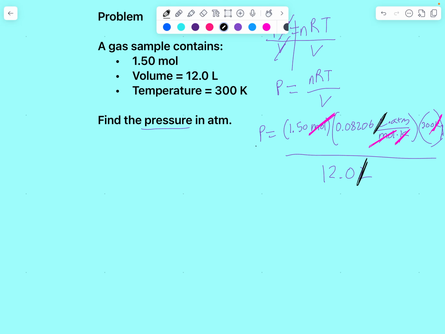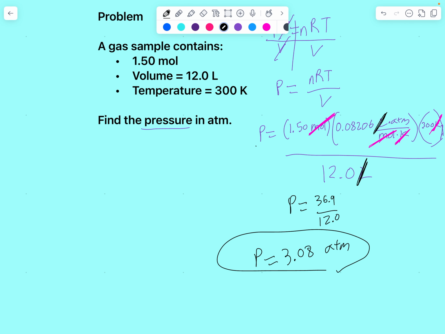In the numerator, you would multiply them. In the denominator, you would multiply it to anything if there was one. So, by multiplying the entire numerator, I would get a number divided by that denominator. It would be P equals 36.9 divided by 12.0. And then you guys should get pressure is equal to 3.08 atmospheres. All right, this is your answer.